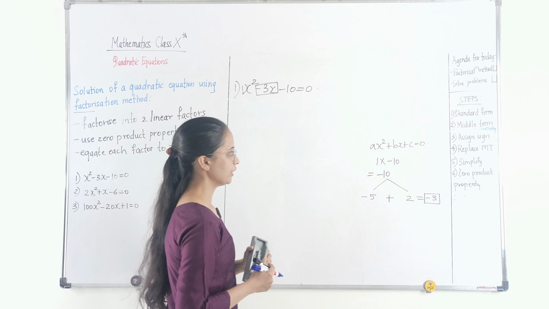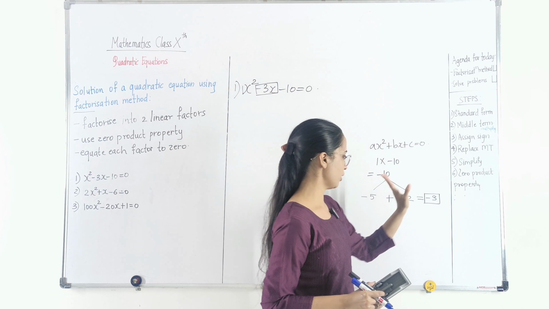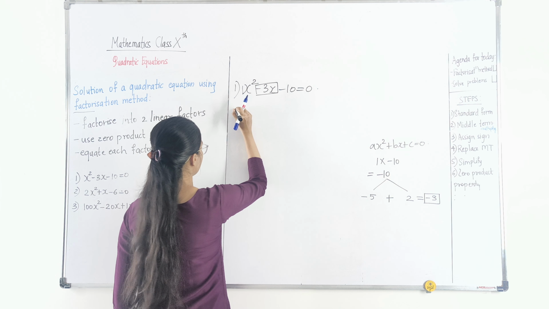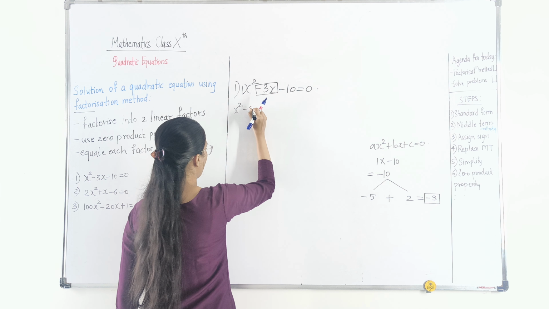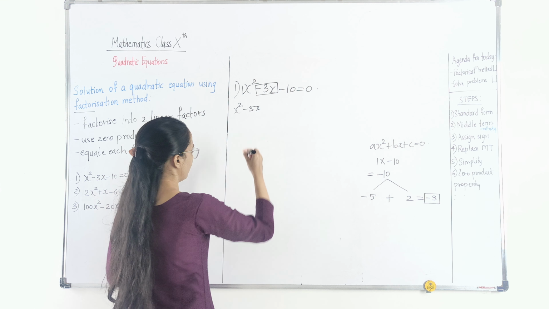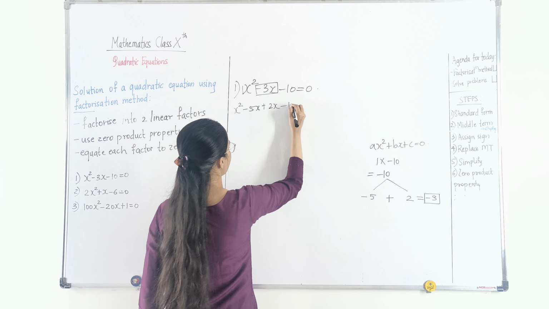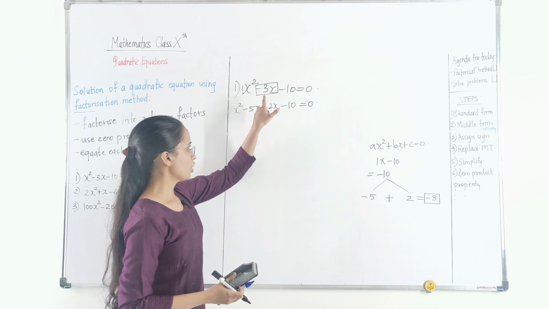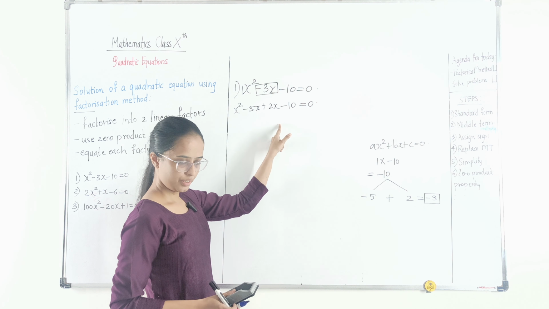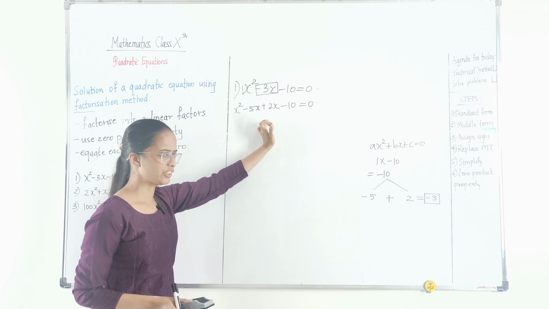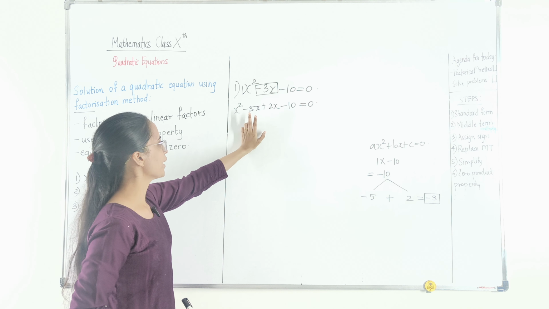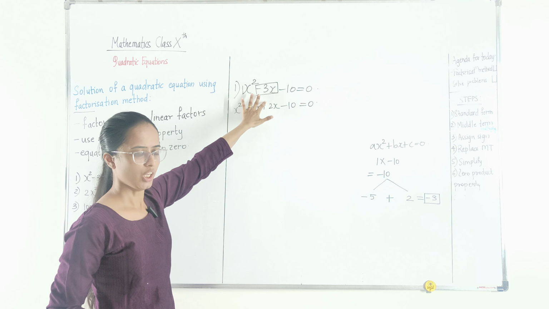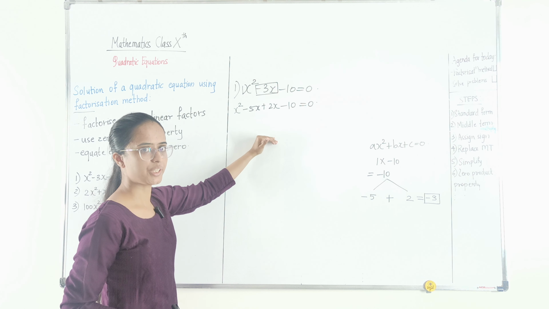So now what you would be doing is, you would be replacing your middle term with these two numbers along with the variable. So now you're supposed to write x square minus 5x plus 2x minus 10 equals to 0. Now that you have replaced your middle term with these two different terms, have you made any changes in the question? Technically no, because if you combine -5 plus 2, ultimately you're getting -3 only. You have just written its equivalent representation.